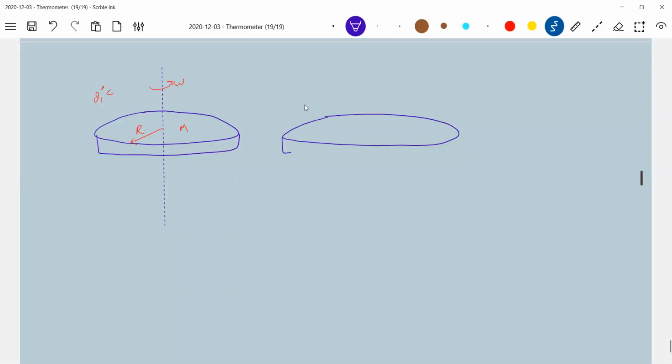Will anything happen to the quantities? Initial radius is R1, final radius is R2. Temperature, let me write T1, theta again. Will anything happen to the angular velocity? Mass should remain the same.